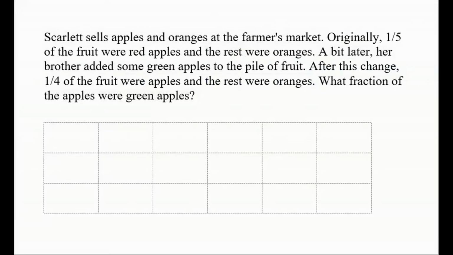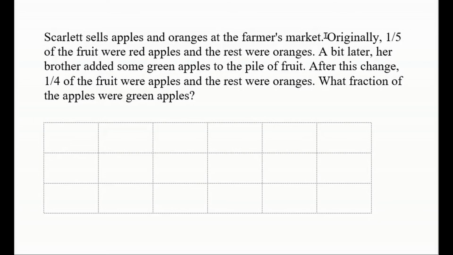Scarlett sells apples and oranges at the farmer's market. Originally, 1/5 of the fruit were red apples and the rest were oranges. A bit later, her brother added some green apples to the pile of fruit. After this change, 1/4 of the fruit were apples and the rest were oranges. What fraction of the apples were green apples?